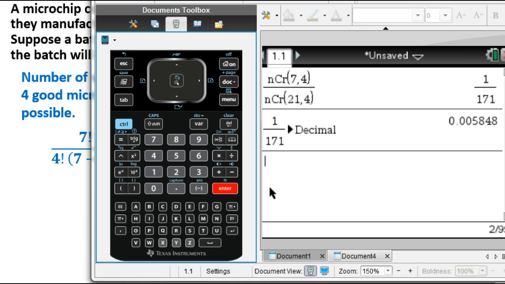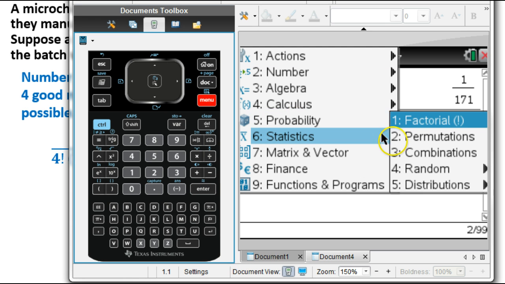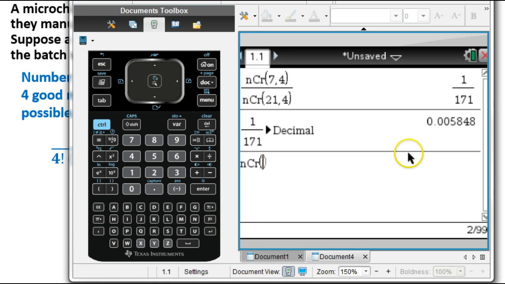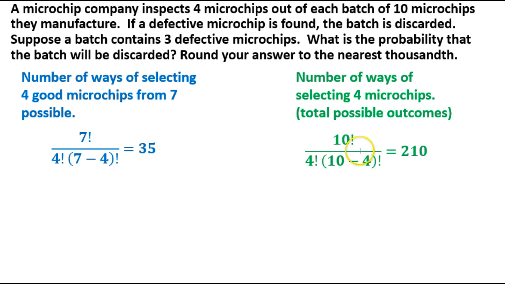If we're using the TI-Nspire first, we'll go to Menu. Under Probability, it says Combinations. And we're going to do 7, 4. Make sure you have the comma there. This is 7 possible ways. These are all the good microchips. It's 7 possible microchips, and we're choosing 4 of them. The answer would be 35. And you'll do the same calculation for the 10 choose 4 over here as well.